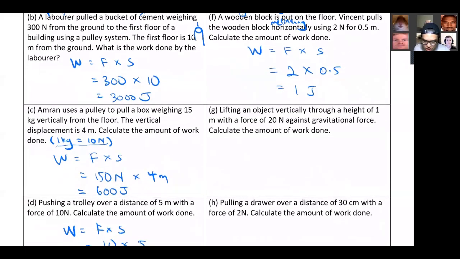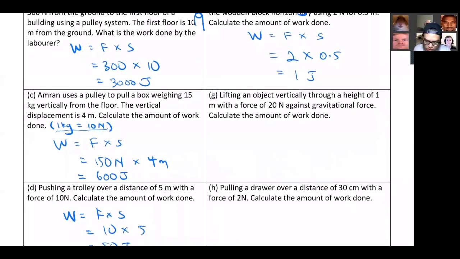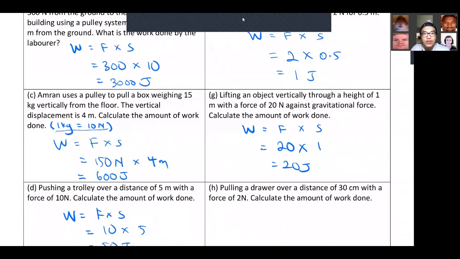So next, G. Lifting an object vertically, secara menegak, through a height of 1 meter with a force of 20 Newton against gravity, melawan daya gravity. Calculate the work done. Work done equals force times displacement. Force is 20, displacement is 1. So you get 20 joule. So very, very simple.